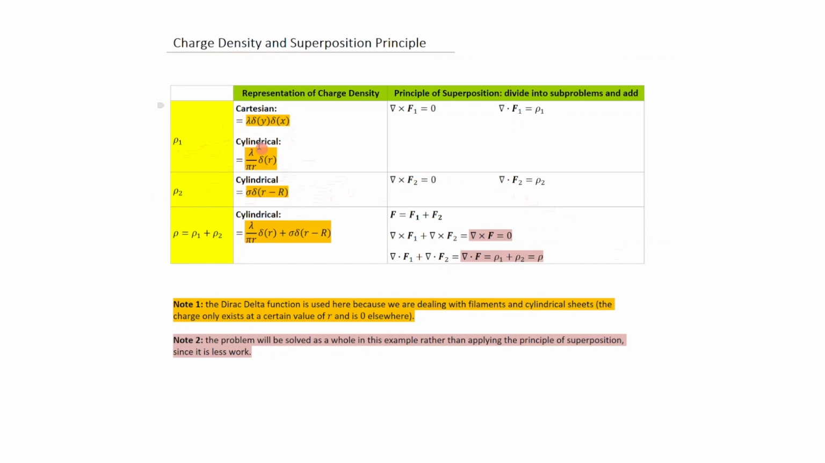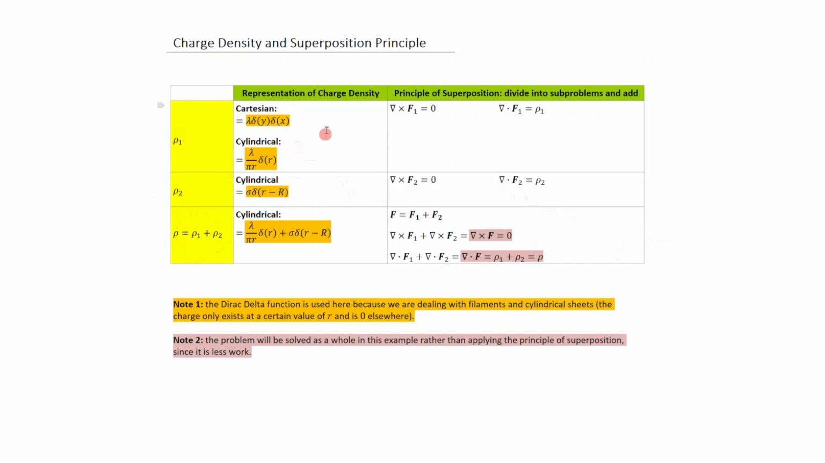If we were to add these two together, and of course here we must stick with the same coordinate system. Here I've just shown that Cartesian could be used to describe rho 1, but since here we need to work with cylindrical coordinates, we'll use the cylindrical coordinates version for rho 1 as well. If we add these two together, this represents the total charge for the system.